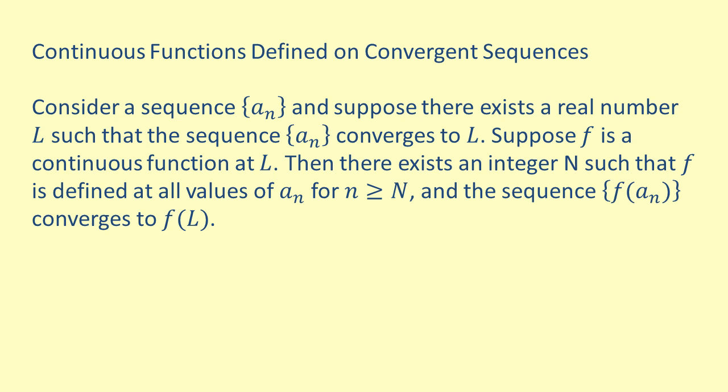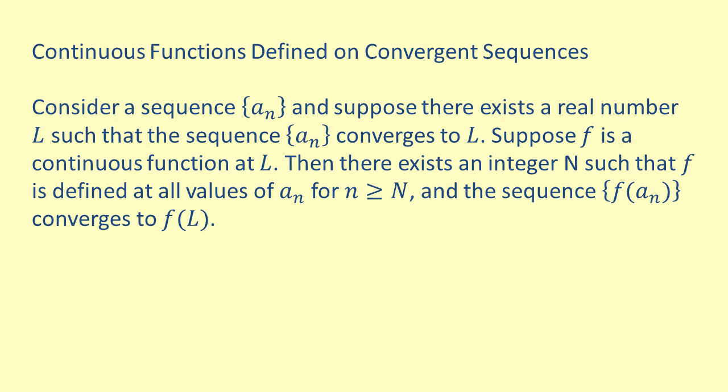Suppose we have a sequence a sub n that converges to L. Then we know that the limit as n approaches infinity of a sub n is equal to L. Let's also consider a function f of x that is continuous at the point L. By definition, this means that f of x converges to f of L as x approaches L.